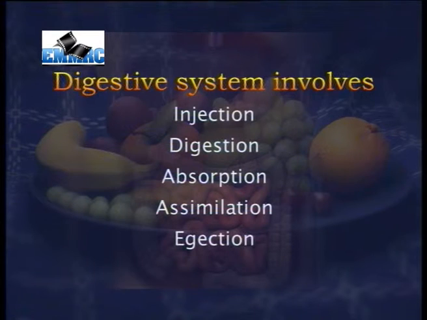Now to start with, what is the digestive system? It is the collection of different organs that are involved in the various processes of nutrition, that is ingestion, digestion, absorption, assimilation and last of all egestion. The digestive system shows various variations in the vertebrata.